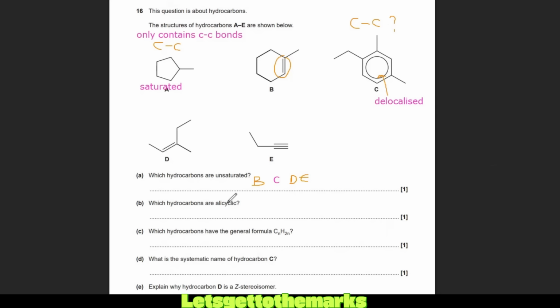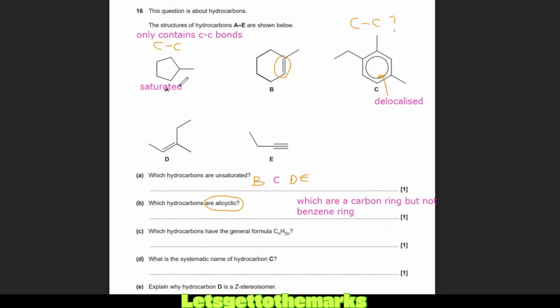Which hydrocarbons are alicyclic? What this means is which hydrocarbons contain a cyclic group, a carbon ring, but do not have a benzene ring. We don't want the delocalized pi system. We just want a normal ring.